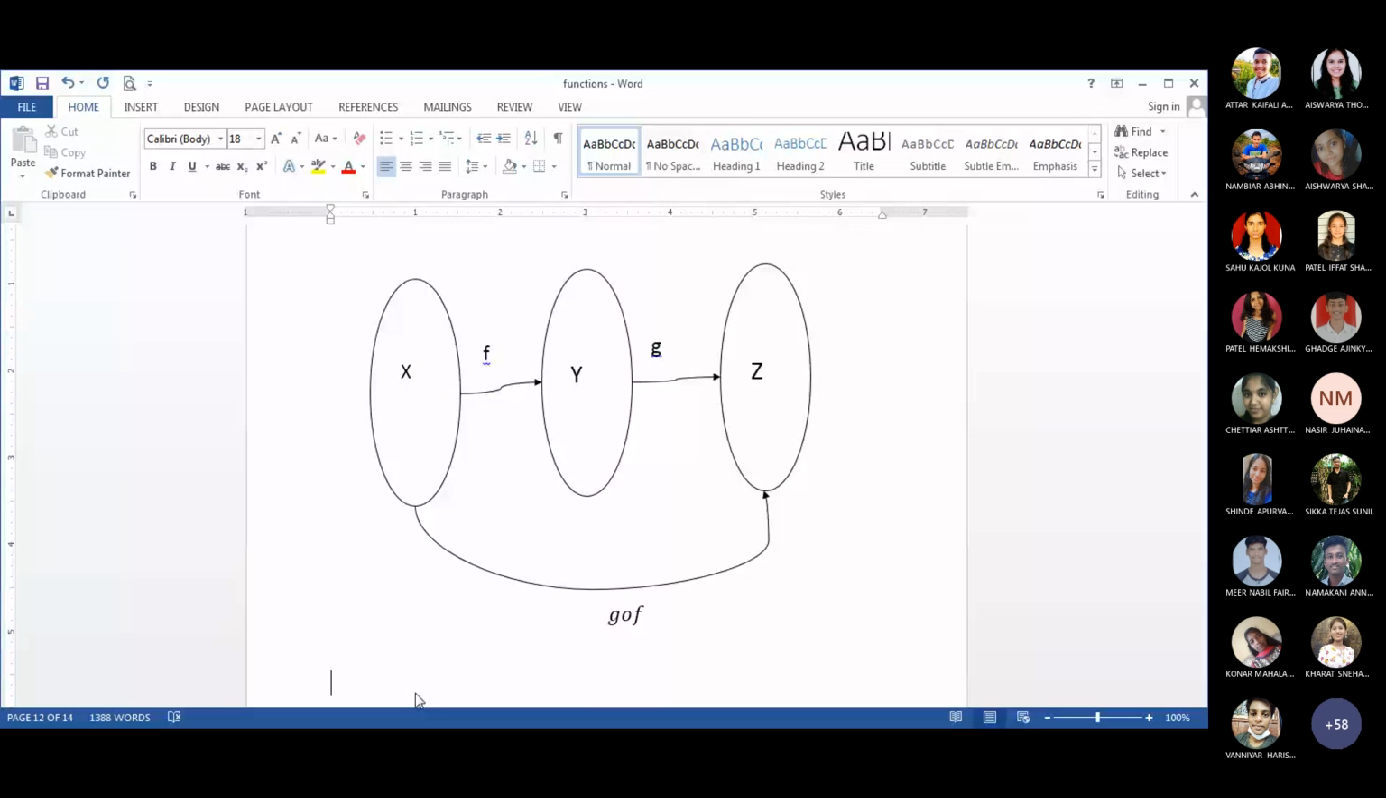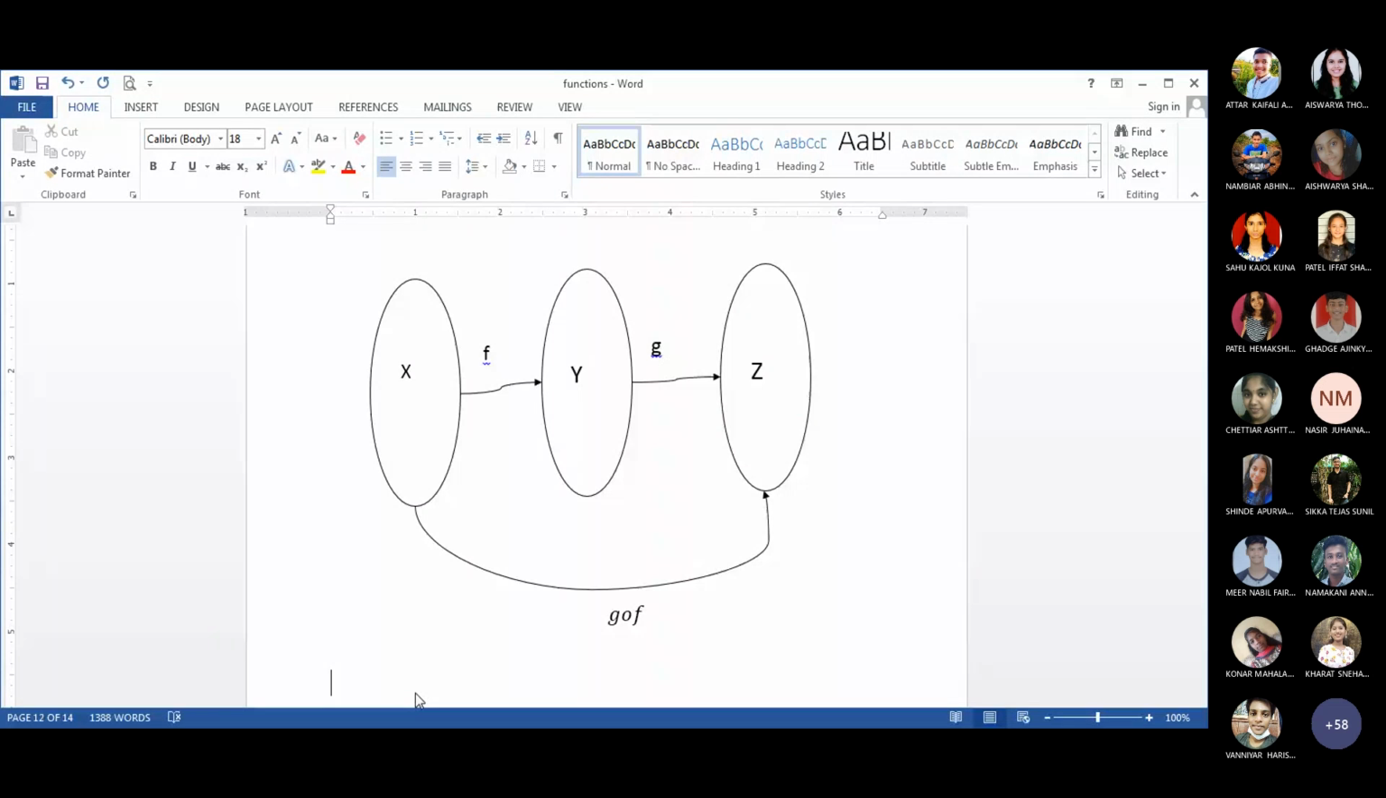One is F composed with G and another one is G composed with F. ठीक है, तो F composed with G डिफाइन कैसा किया हुआ है? F composed with G will be F of G of X. G composed with F is defined as G of F of X.